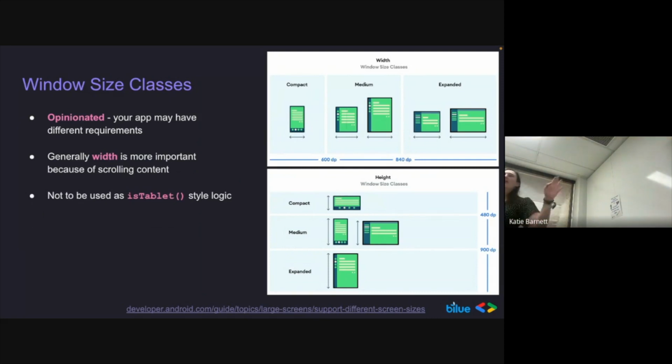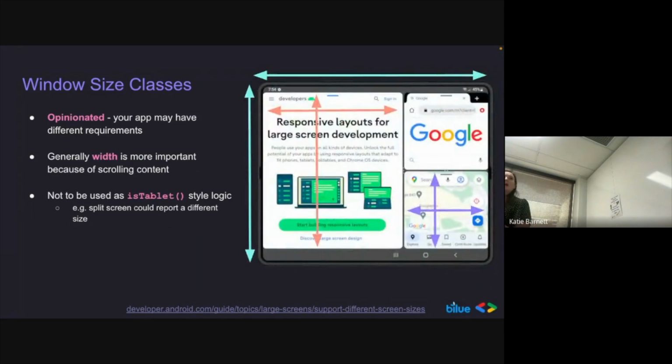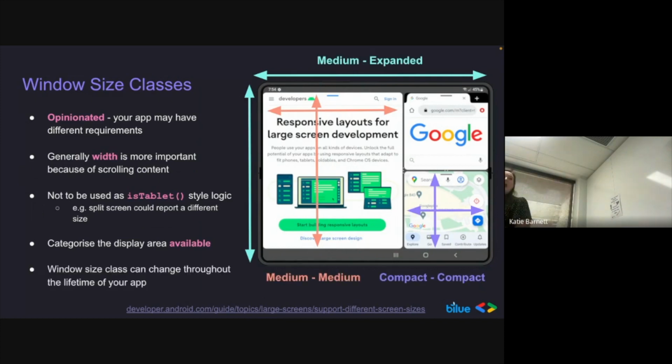And as I've said before, we don't want to use this as tablet-style logic. I don't want to go, is it expanded? Okay, it's a tablet. Not used for that. And this is because when we've got two apps in split screen, they can report different sizes. So for example, here, we're categorizing the display area available. And the window size class can change throughout the lifetime of the app, as the user resizes those.